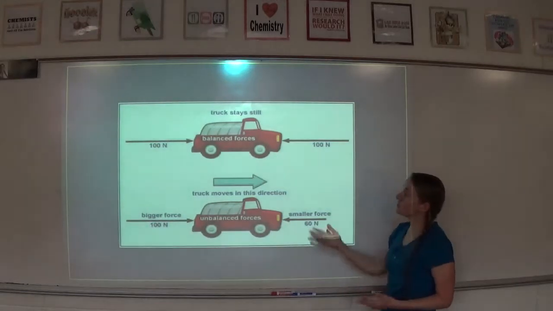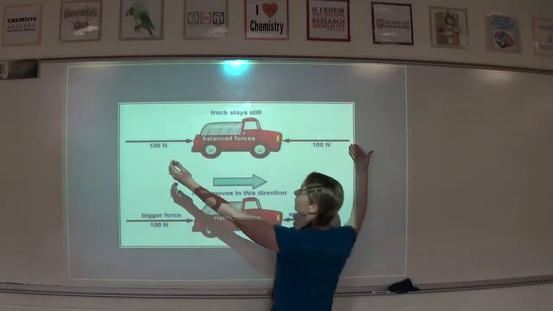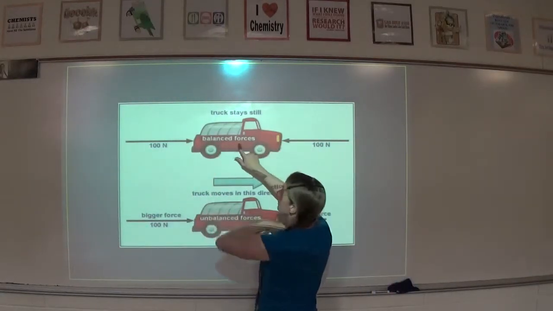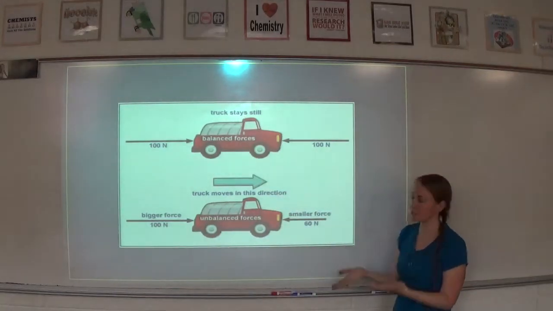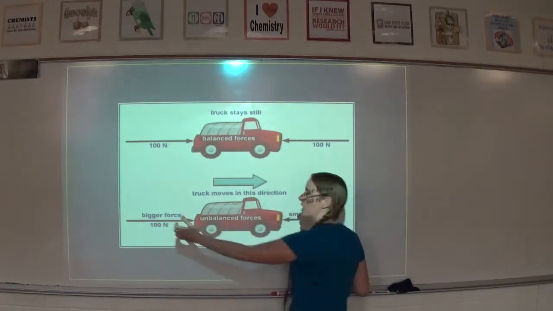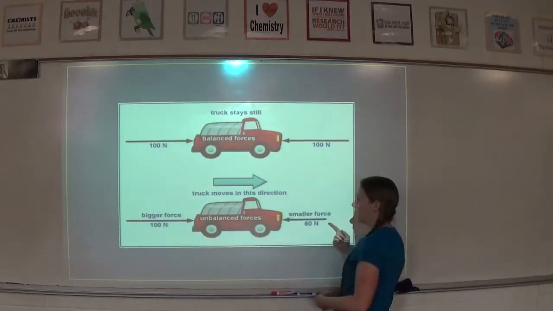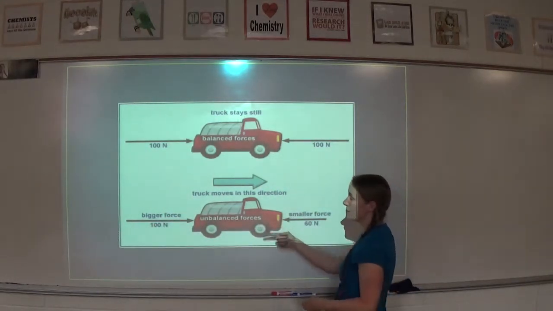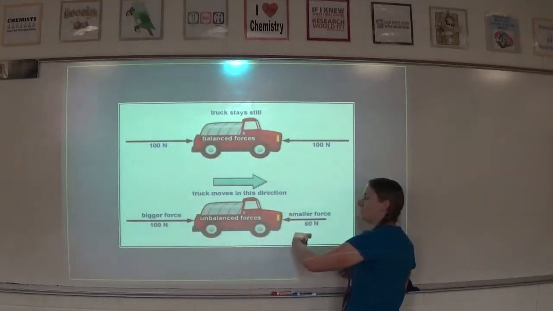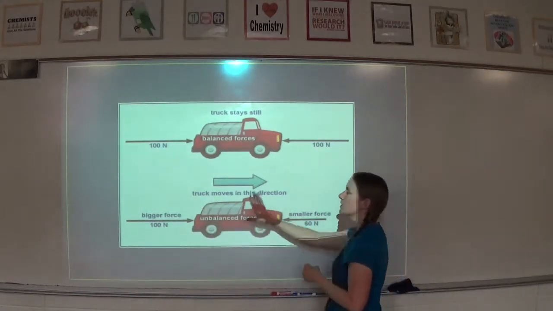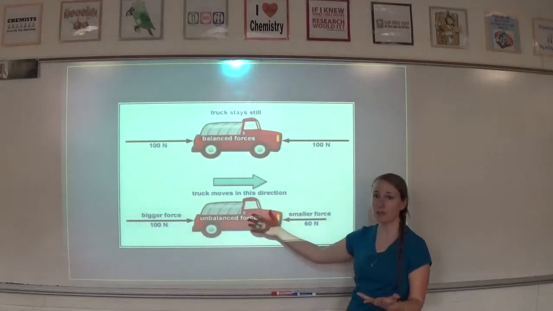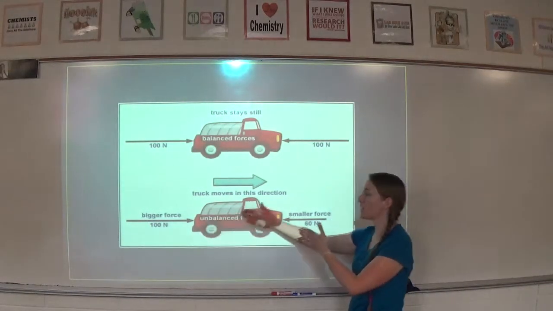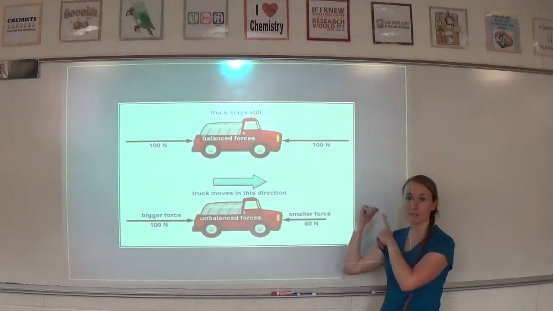Here's another example. So on our truck, we have 100 newtons of force going in both directions. So the truck was not moving, so since it's a balanced force, the truck stays still. All right, here we have 100 newtons coming from the back and only 60 going towards the front. So overall, that's 40 newtons going towards the front. So that means that since we have an unbalanced force, we're going to cause the truck to accelerate, which in this case means go from stop to moving in this direction.